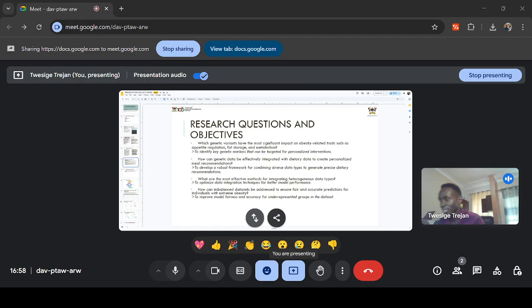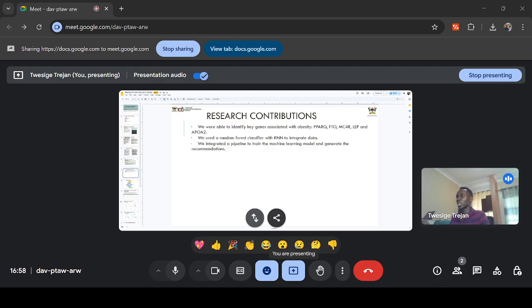We've integrated different data techniques for better model performance. For example, we have a combination of KNN and then the random forests. Then, how can imbalanced data sets be addressed? We already talked about this one. Go deep into it.